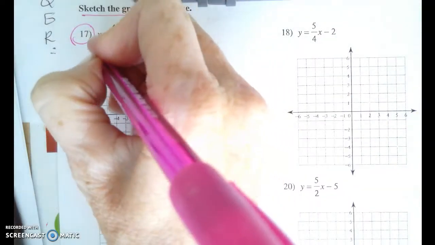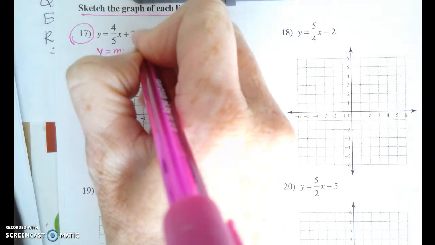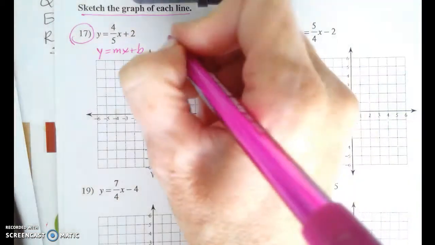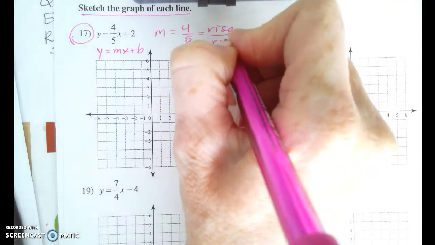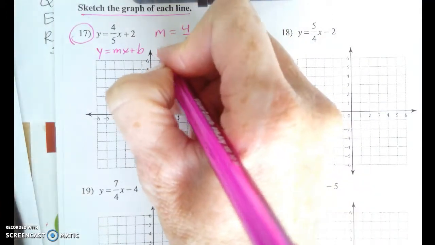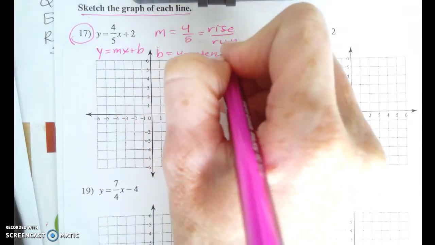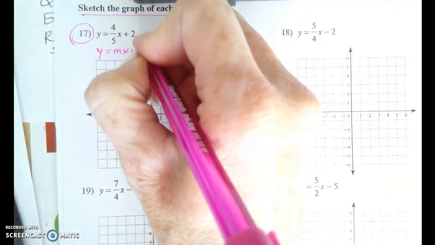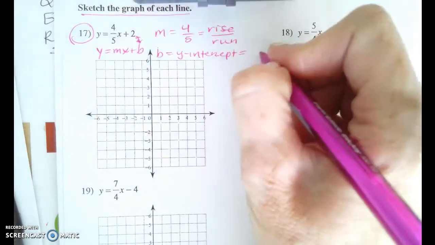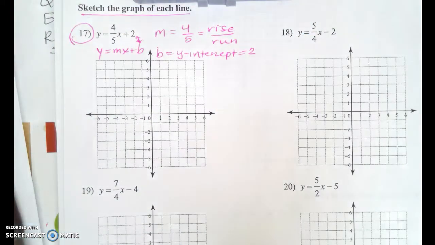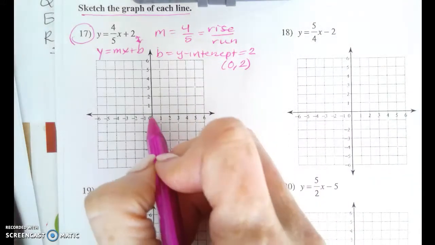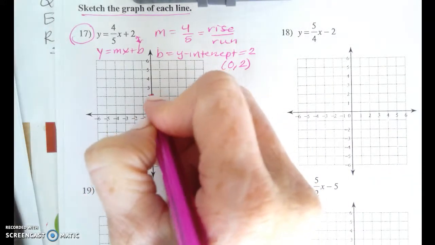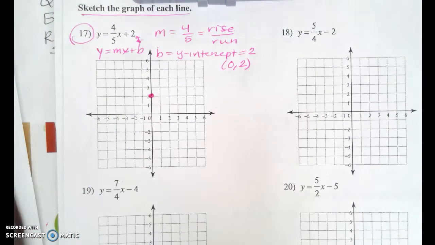Okay, we know that slope-intercept form. So we can see that our slope is 4/5. We know that's rise over run. And we can see our b value, the y-intercept, is equal to 2. Okay, so in order for it to be the point where the line intersects the y-axis, that would be at 0, 2. All right, so we're going to go find that point. 0, we start at the origin. 1, 2, there's 0, 2, our y-intercept, the b value.